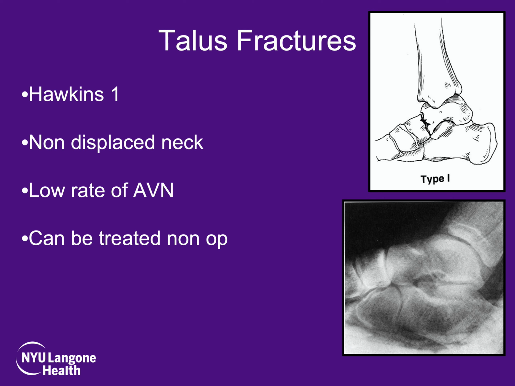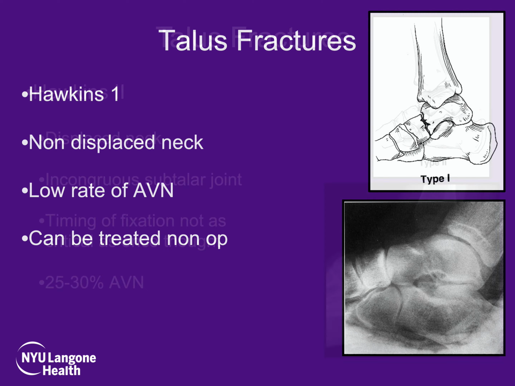A Hawkins 1 is a non-displaced talar neck fracture. These can be treated non-operatively. They're often picked up spuriously when scans are obtained for other reasons. This can be treated non-operatively, again, with a low rate of avascular necrosis.